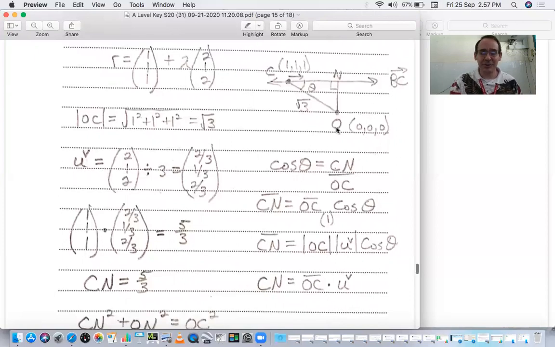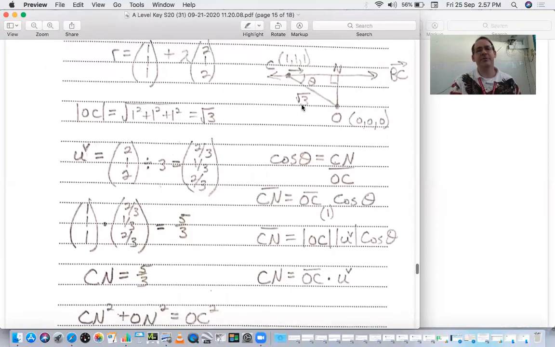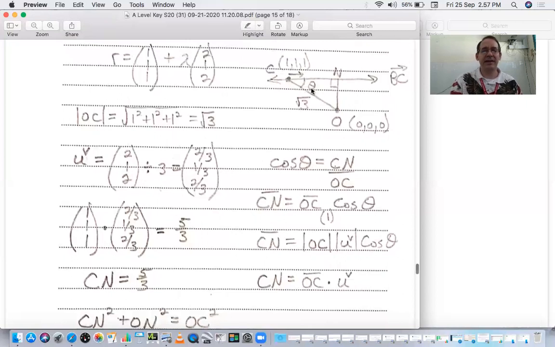So the first thing I do is I find the distance between O and C, and it comes up to right here, the magnitude OC is √3. The reason why I do that is because at the end, we're going to use the Pythagorean theorem to find out this length ON. But we have to work our way around the triangle. So I put in a little theta there.